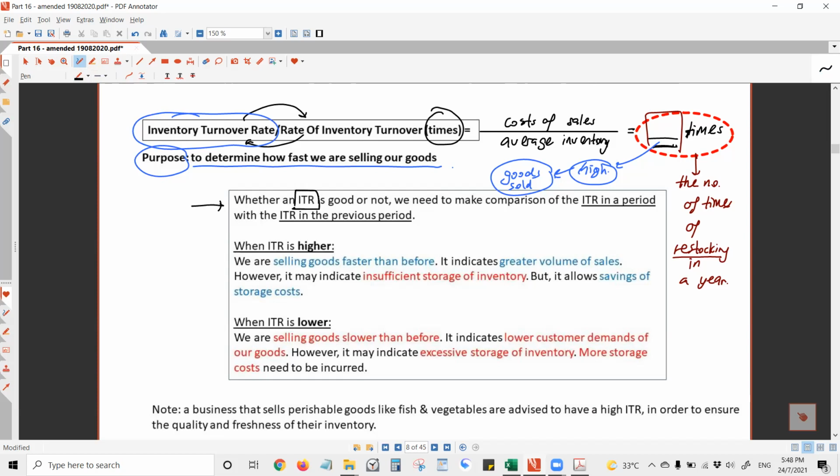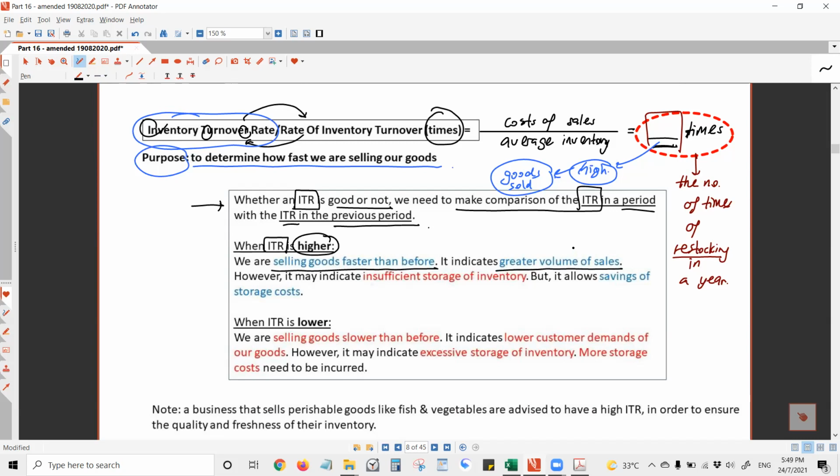Whether an ITR, which stands for inventory turnover rate, is good or not, we need to make a comparison of the ITR in a period with the ITR in the previous period. Make a comparison with the earlier years' ITR. When ITR has become higher, it indicates that you are selling goods faster than before. Agree? Because when you sell goods faster, you have to restock at a higher frequency, right? So it also indicates a greater volume of sales.